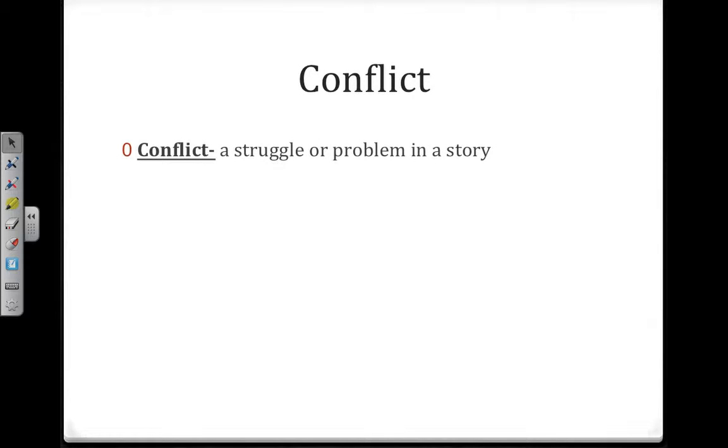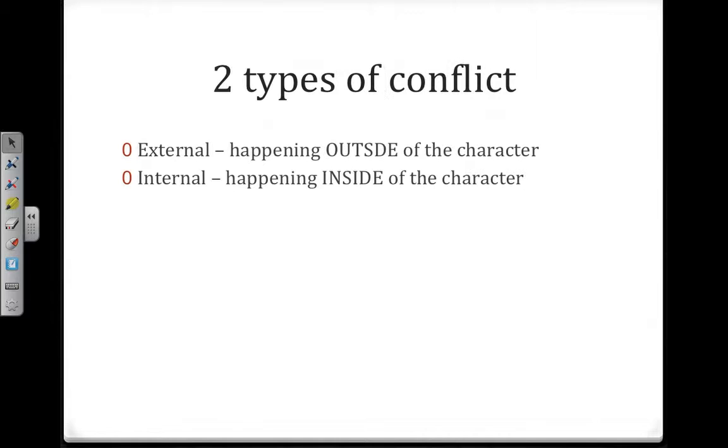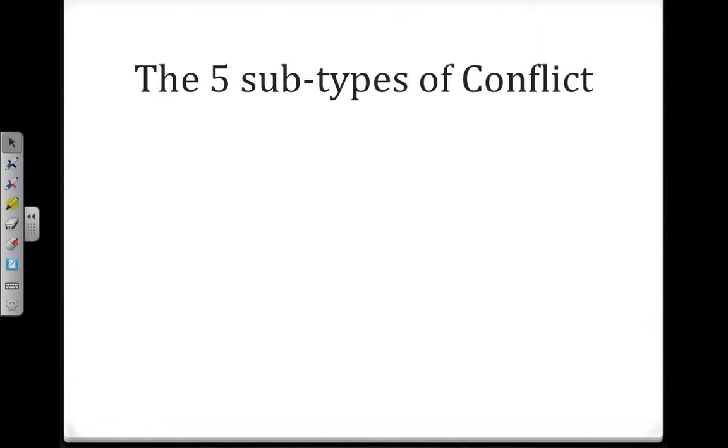The next narrative element is conflict, and by conflict I mean a struggle or a problem in the story. And that conflict is going to be very important in the plot of the story. There are two types of conflict. One is an external conflict, meaning that the conflict is occurring outside of the character, and the other is an internal conflict, meaning that it's happening inside of the character. But then they get more specific. There are subtypes to the conflict.